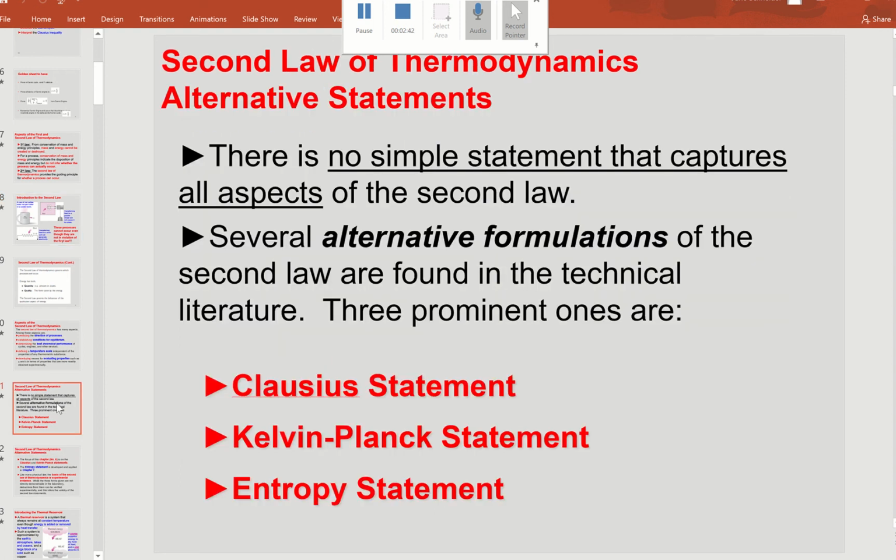All right, so we talked briefly about how the second law is so abstract. There are so many different statements, and since there is no simple statement that captures all aspects of the second law, there are a few statements. We're going to look at them respectively in the next few videos. The first one is the Clausius statement, and we're using a heat engine as an example. The second one is called the Kelvin-Planck statement. We're using a refrigerator as an example. The third one is the entropy statement.